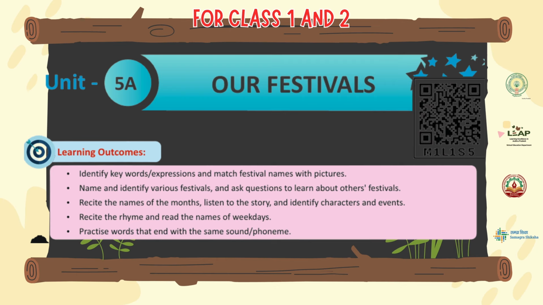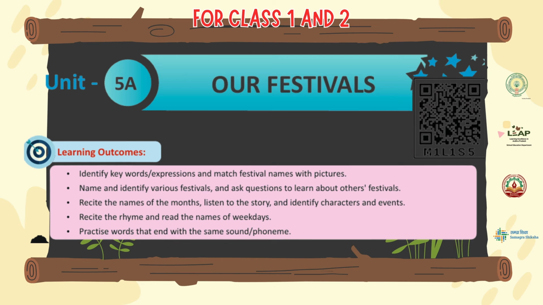First one is identify keywords, expressions, and match festival names with pictures. Next, name and identify various festivals and ask related questions to learn about other festivals. Recite the names of the months. Listen to the story and identify characters and events. Recite the rhymes and read the names of weekdays. Practice words that end with the same sound or phoneme. In these learning outcomes, let us focus on new words or keywords or expressions and match festival names with pictures.